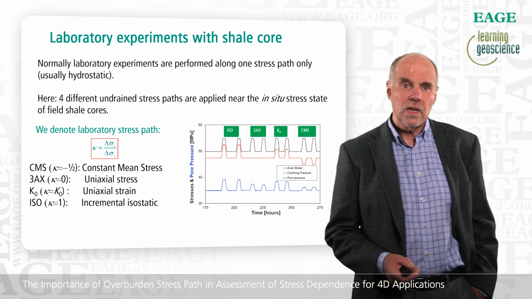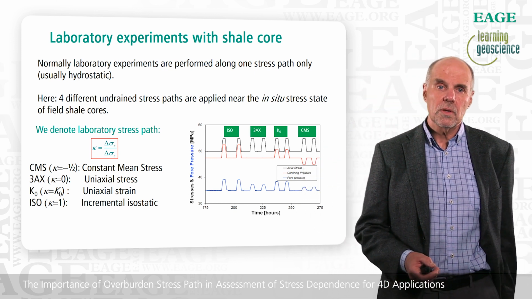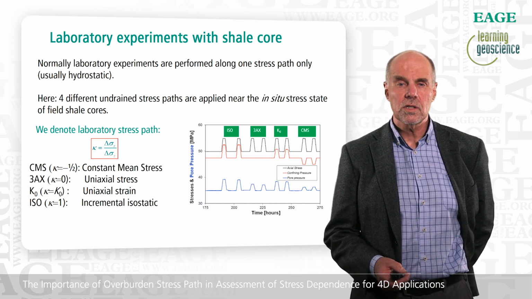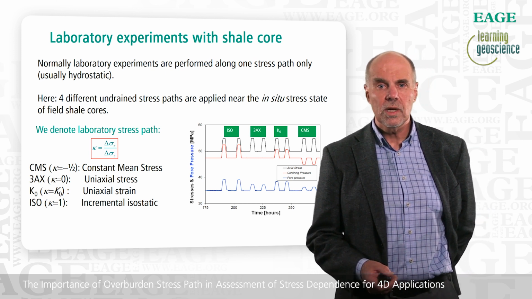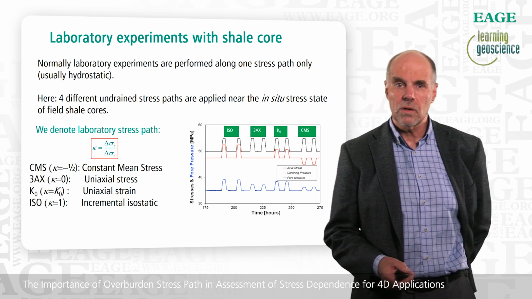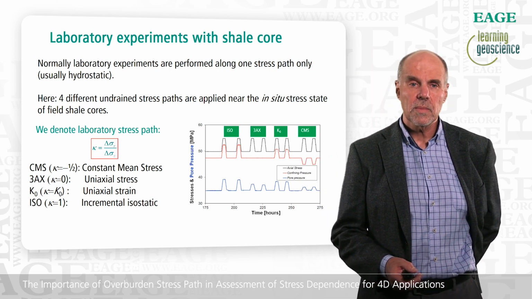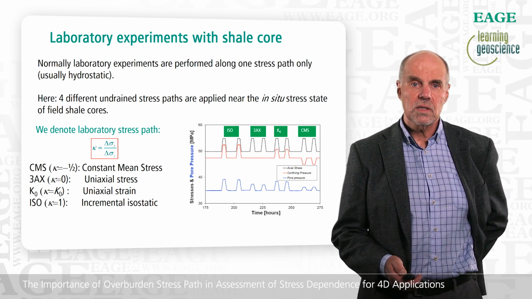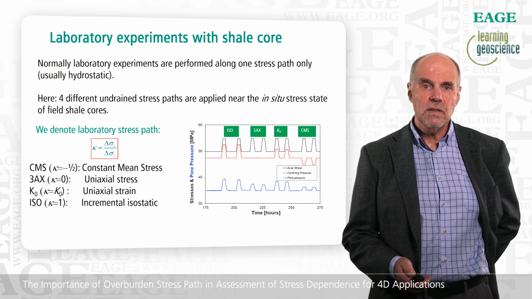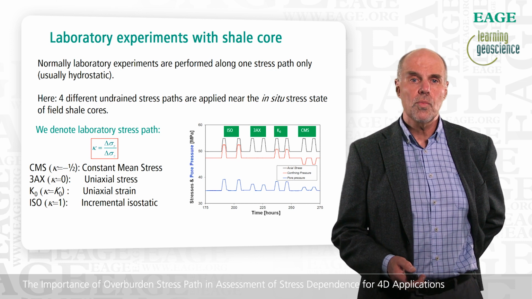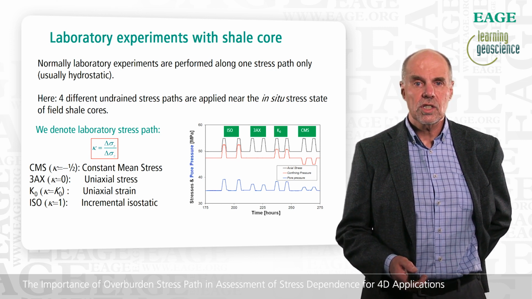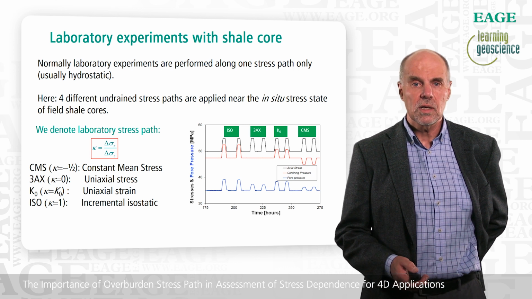Here's how we do the tests. Normally, people do laboratory experiments where they measure wave velocities along one stress path only, and that is usually the hydrostatic or isotropic stress path. But here we applied 4 different stress paths. They were all undrained. That means that no pore fluid can escape, and the pore pressure can change within the samples as we are testing them.